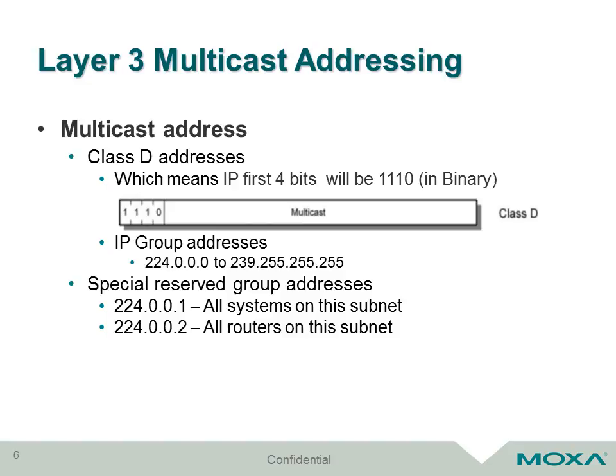Here are some special reserved group addresses. For example, 224.0.0.1 is for all systems on this subnet, and 224.0.0.2 is for all routers on this subnet.